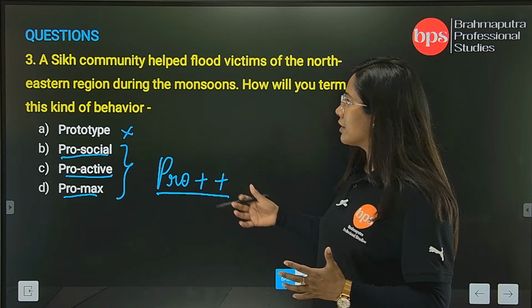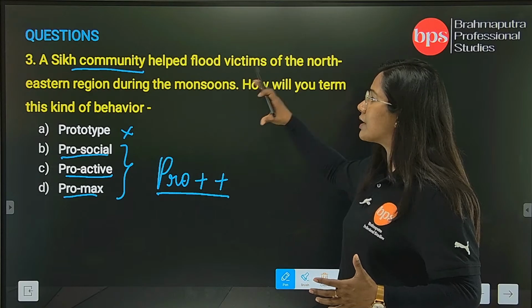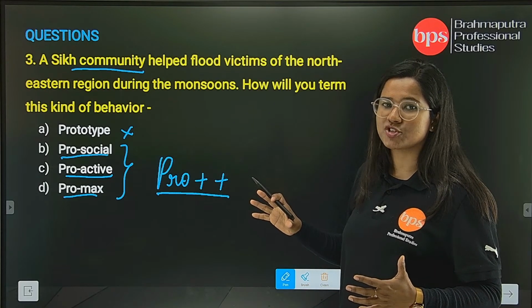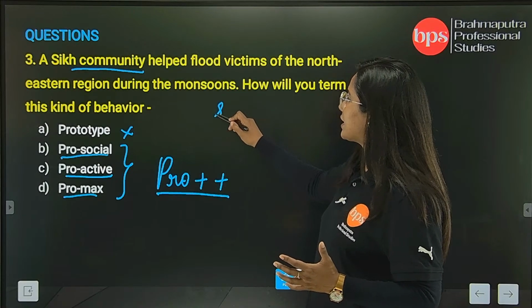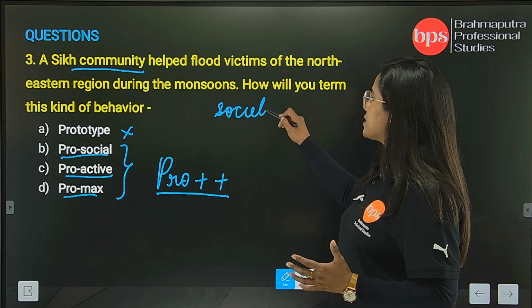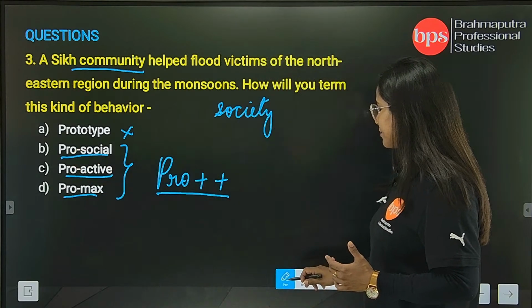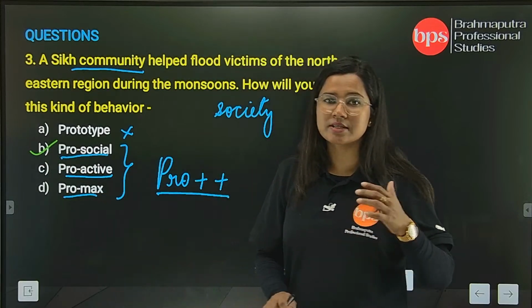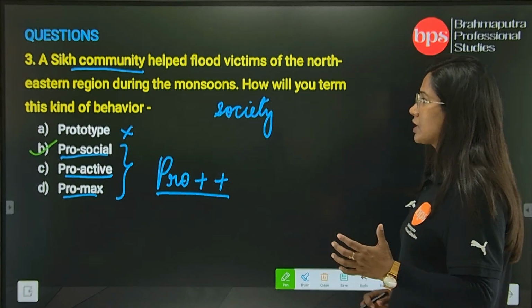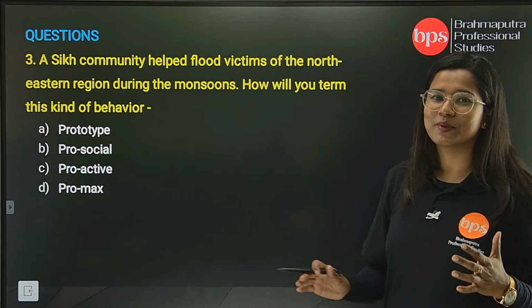So here the question is, a community is helping another community in some kind of natural disaster, and because it is something related with society, we will term it as pro-social. So the correct option is number B, and the answer is pro-social. Is it clear for you, students? Yes. Hoping that you are clear with the concepts.